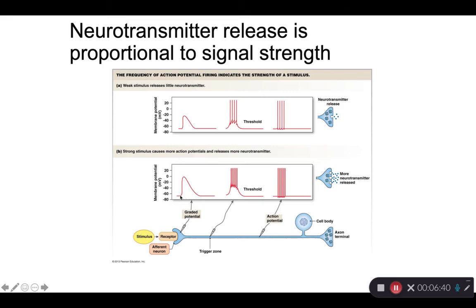And then in contrast, you can see that if you have a bigger signal causing a bigger graded potential, you're going to have more frequent action potentials, and that's going to result in more neurotransmitter release. So that's another way that we can communicate the strength of a signal: the more frequent the action potentials are, the more neurotransmitter is going to get released from the axon terminal of the presynaptic cell.